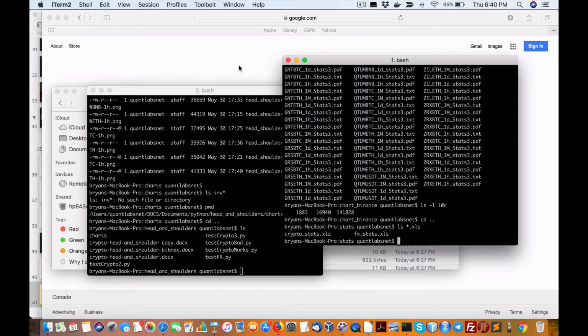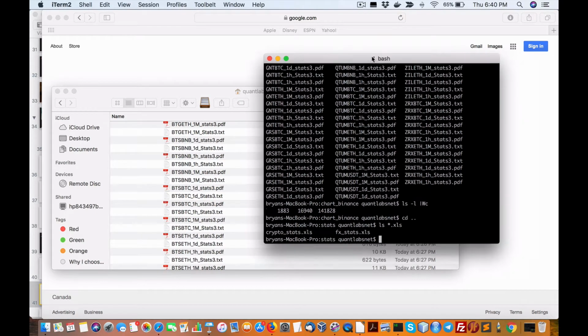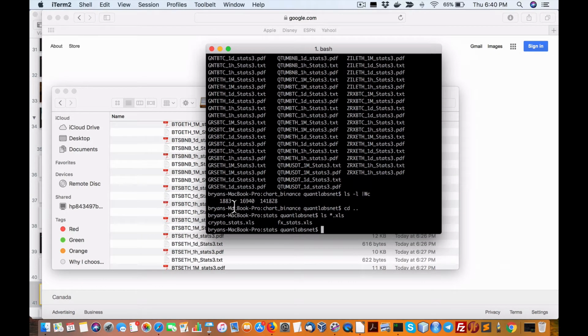Today I want to show you the script that generates quite a few charts. You can see here there's two files that are generated for stats. First is a text file with descriptive stats for the combination and the time frame of the pair. Now remember, all this data comes from Binance. That's a cryptocurrency pair, as well as a PDF representation of the so-called normalized distribution.